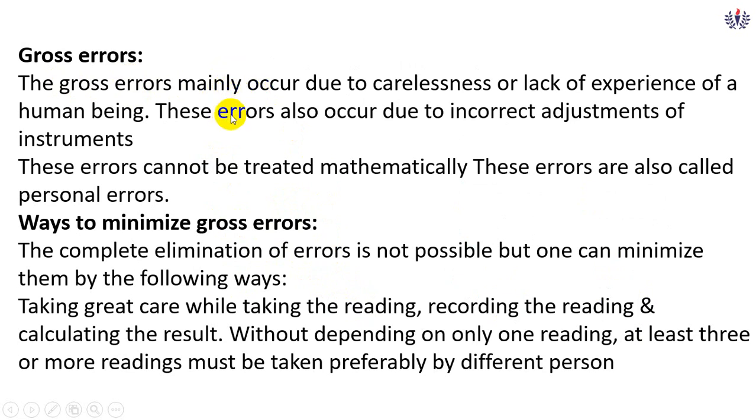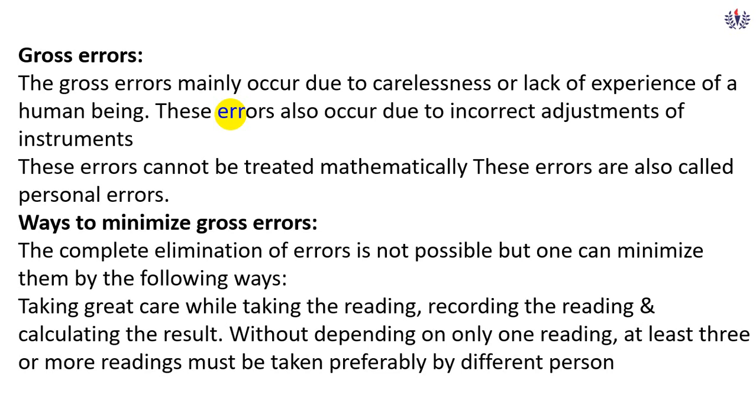Gross error. Gross errors occur due to the carelessness or lack of experience of the human being. These errors also occur due to incorrect adjustment of the instrument. So a well experienced person should use a particular instrument. If not, we will get these gross errors. And these errors cannot be treated as mathematically wrong, but they can be treated as personal errors.